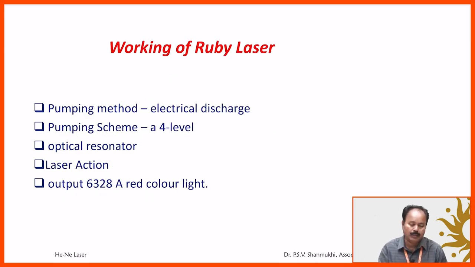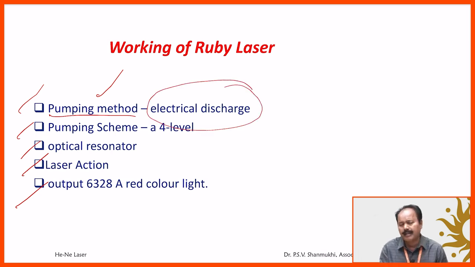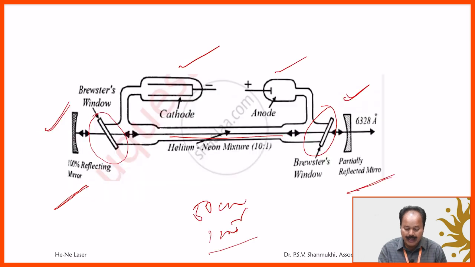Coming to the working principle, we have to understand what the pumping method and pumping scheme are, how the optical resonator is working, how the laser action is taking place, and what the output of the helium neon laser is. Coming to the pumping method, that is the electrical discharge method. There are different types of pumping methods, namely optical pumping, electrical discharge, direct conversion and so on. Here we are using the electrical discharge method. It is suitable for the helium neon gas laser.